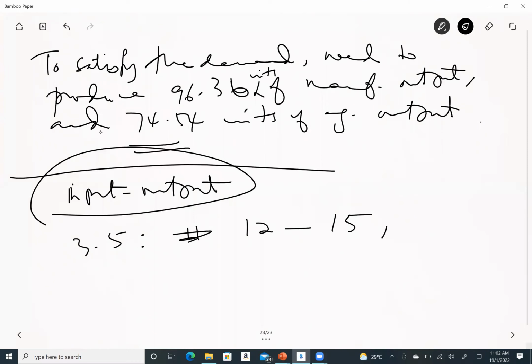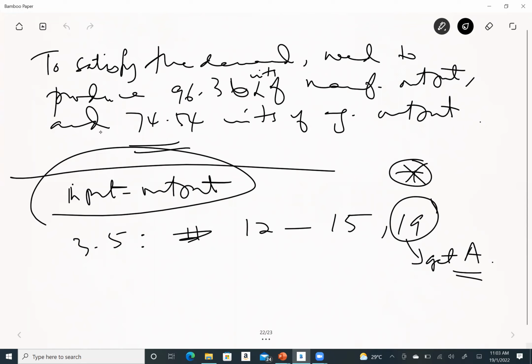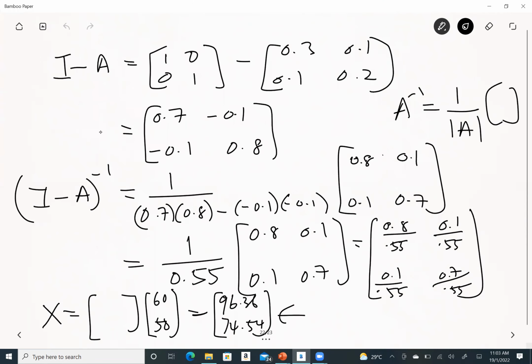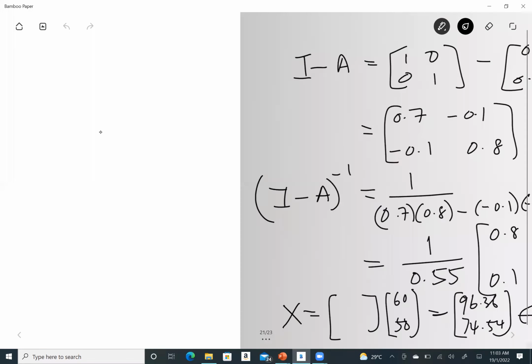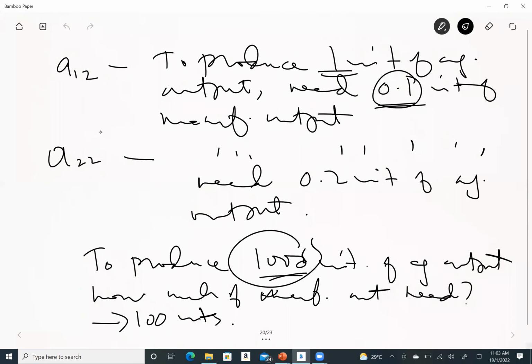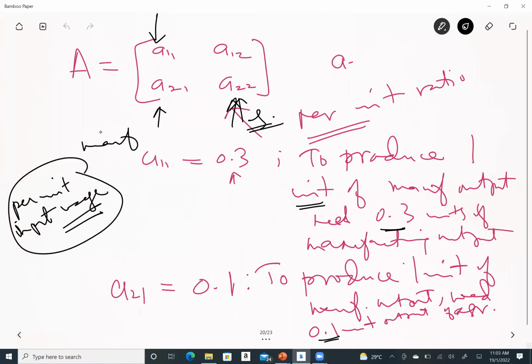Okay, and number 19. Number 19 is important, you know. Try to do this one. Because here you are required to get the matrix A. It's not given, so you have to get A. In order to get the A, you have to understand the input matrix.